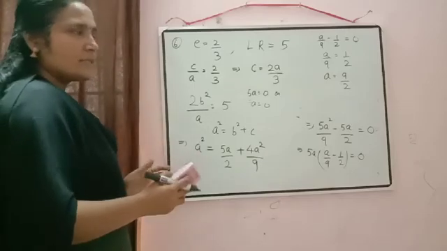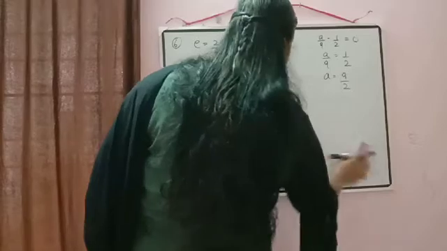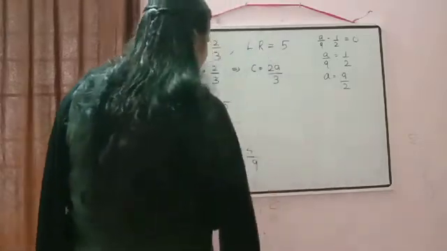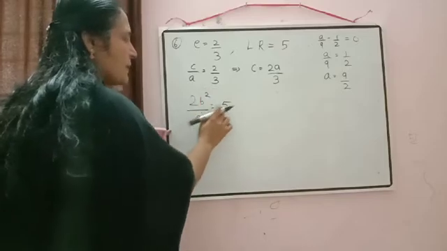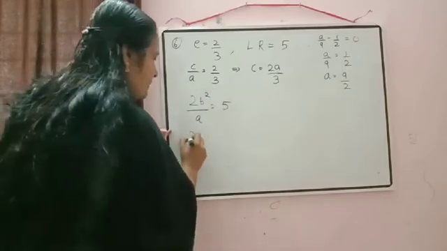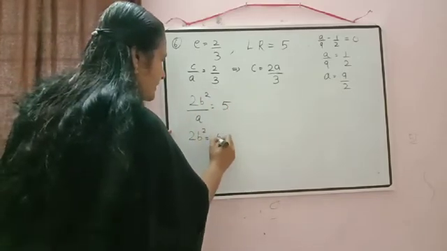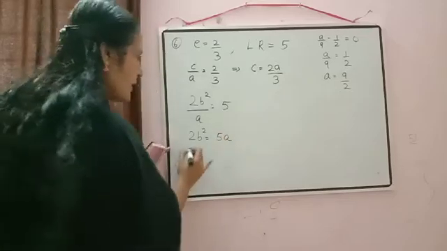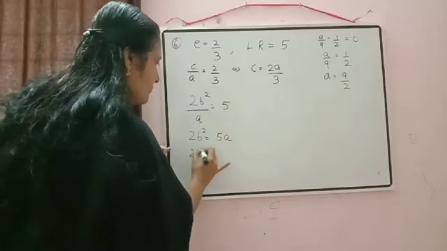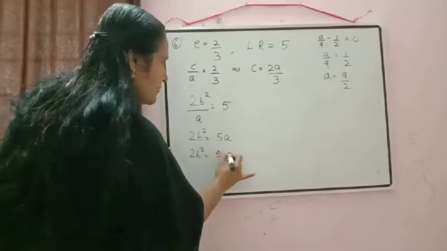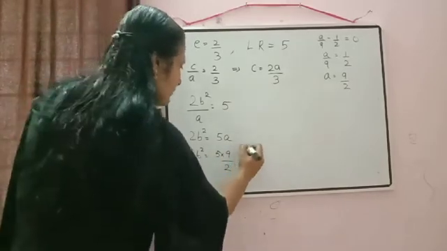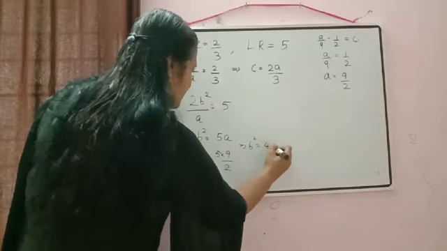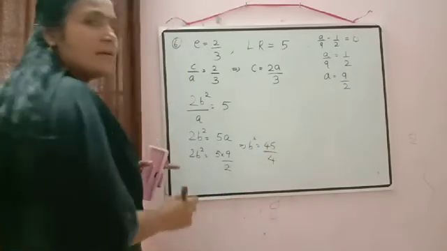Now to get the equation of ellipse we need the value of b only. So now we will calculate only the value of b. So here we wrote 2b square by a is equal to 5. So we can shift that a to right hand side. So we will get 5a. Now just to substitute the value, 2b square is equal to 5 into 9 by 2. Now shift this 2 also. Then we will get b square is equal to 45 by 4.